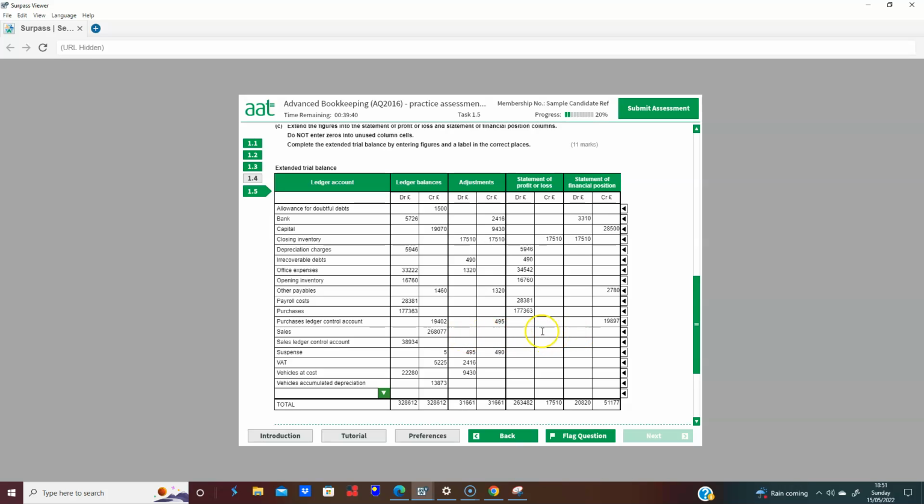So those are your sales. Sales are happening here, 26,807. Sales ledger control account, that is an asset account.